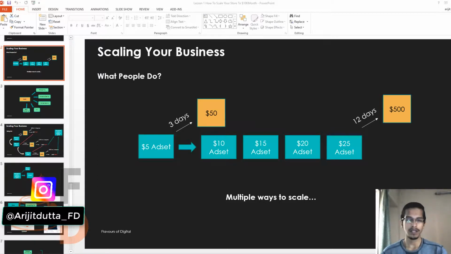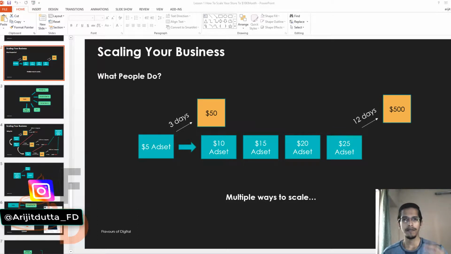So you start with a $5 ad set, you spend 3 days, so that means $15, you make back $50 in that. That is possible with $5. 500 is not possible. So you make back $50. You then reinvest that $50 into creating multiple ad sets with a bigger budget. So you create a $10 ad set, a $15 ad set, a $20 ad set, and you run those for, let's say, 3 days, and you get a few sales. So let's say after 12 days you got back $500 in revenue from these ad sets.